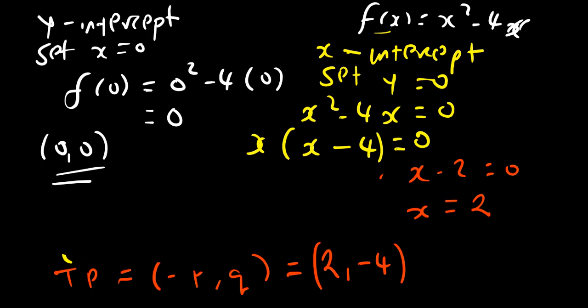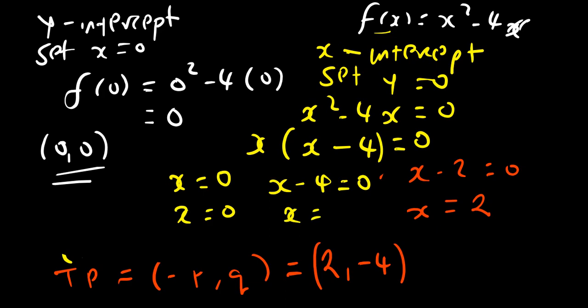What this expression tells us is that x is equal to 0, or the one in the bracket, x minus 4, is equal to 0. So now we've got two points where this graph cuts the x-axis. We've got the point x is equal to 0, and the point x is equal to, when you take negative 4 to the other side, it becomes 4. So this is where this graph cuts the x-axis.